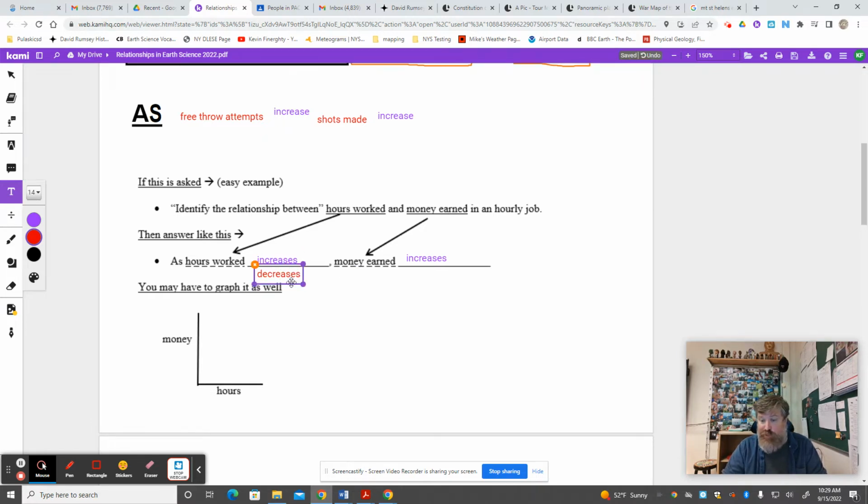For this first part, you get to choose what you're talking about. Do you want to talk about as the first thing goes up or the first thing goes down? They can both be correct answers, but we've got to be careful what we say over here. If hours worked increases, money earned increases. What happens if hours worked decreases? Well, in that case, the money earned decreases.